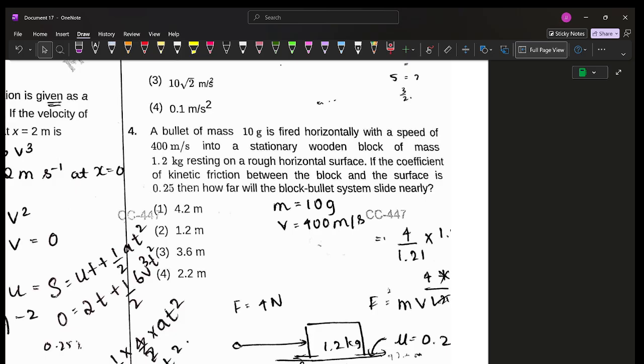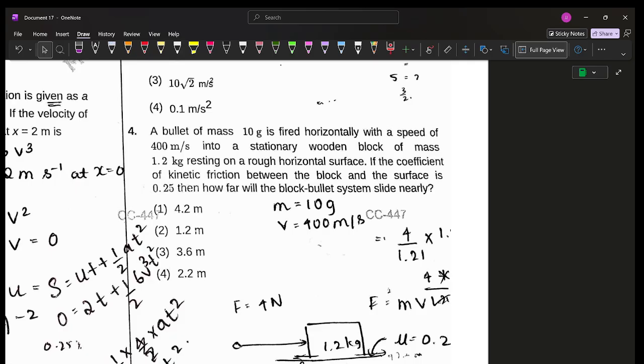For this one, I'm gonna do m1 v1 plus m2 v2 is equal to (m1 plus m2) into v system, because they've told it's a block and bullet system, right? So m1 v1 is basically 10 by 1000, 0.01 into 400 plus 0 is equal to 1.21 into v system. So I'm gonna get 4 by 1.21 as the v system. Okay, that is cool.